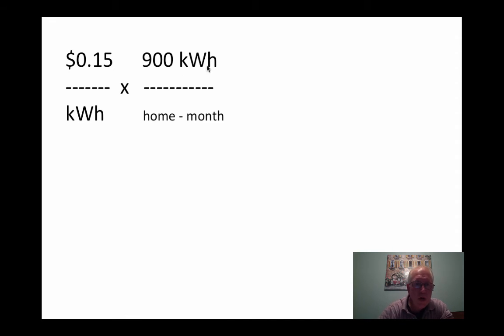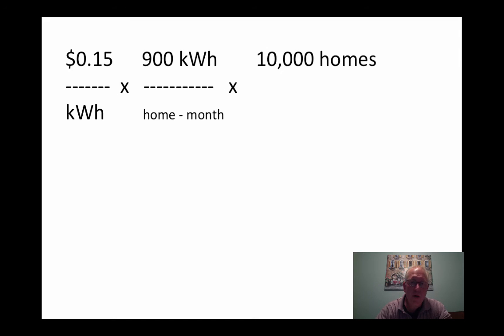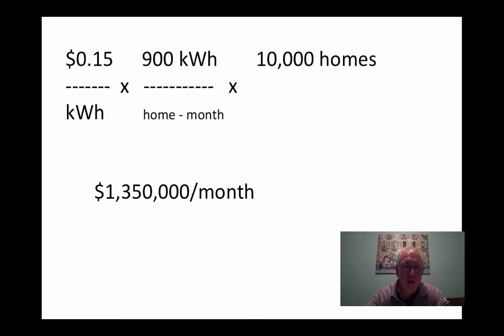So far, my kilowatt hours are going to cancel out, and that'll give me the number of dollars per home per month. I don't want the number per home. I'm looking for the number for the town, and that means I will multiply it by the 10,000 homes that are in the town. Okay, so maybe you want to see how you did on this one, but when I got the answer, it turned out to be $1,350,000 per month that the town was spending on electricity.